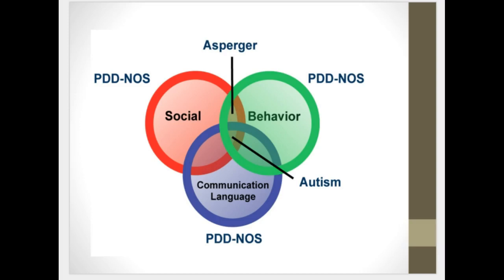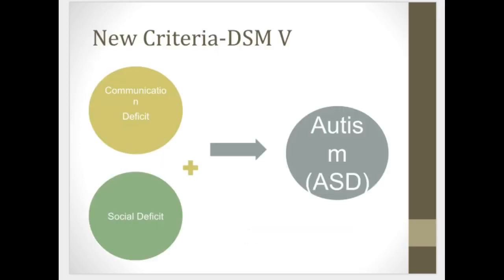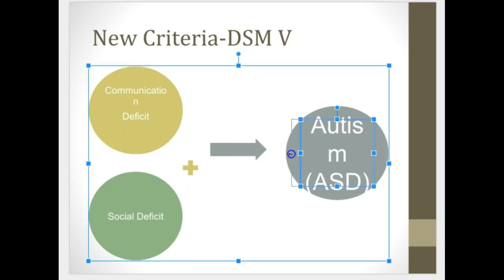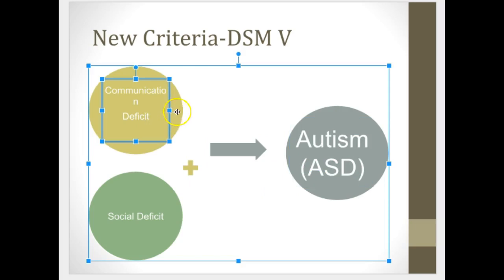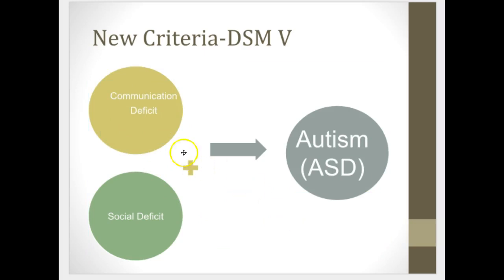Now when the medical community decided to update the DSM, their diagnosis manual, they went to the 5th version and they changed their criteria for autism. The new criteria is two things, not 3. They dropped behavior and they put in there strictly communication and social. So they look at the communication aspects and the social aspects. They do not bring in the behaviors.